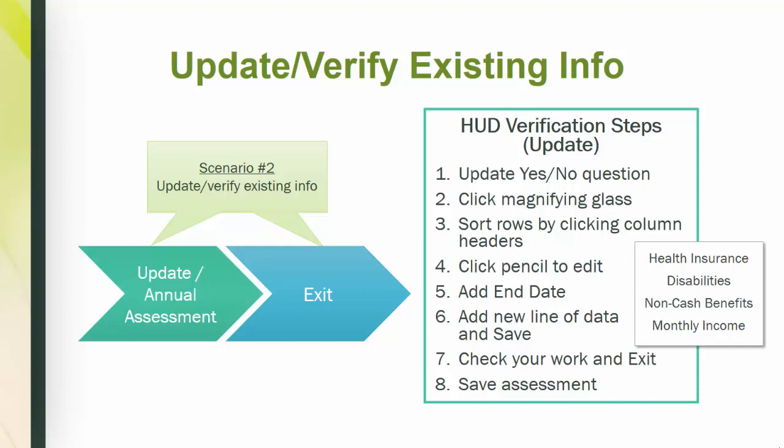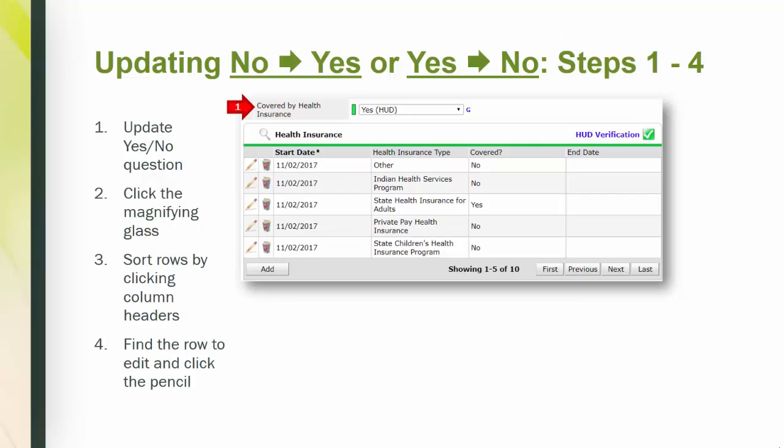We will use health insurance to demo how to do steps 1 through 7 for each section. Step 8, saving the assessment, only needs to be done once at the end. After that, we'll take a detailed look at how to do monthly income changes.